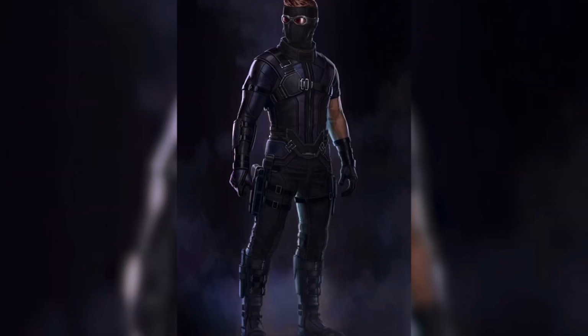Now, this was a concept art we were supposed to get for Hawkeye in Captain America Civil War. And you can't deny that this costume looks pretty cool. It would have been so cool to see this costume in Captain America Civil War. And I feel like this costume looks more like a dangerous assassin than the one we got in the films.